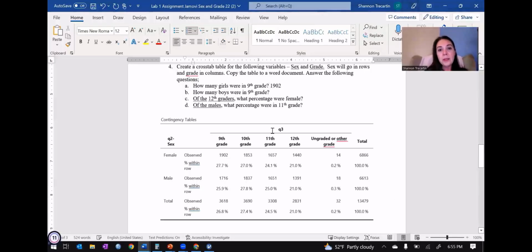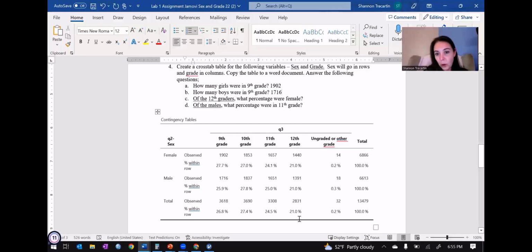1,902. Then it says, how many boys are in 9th grade? 1,716. But here's the tricky part. It says, of the 12th graders. That should tell you I'm looking at a column because 12th graders are a column. Okay. Of the 12th graders, what percent were female?